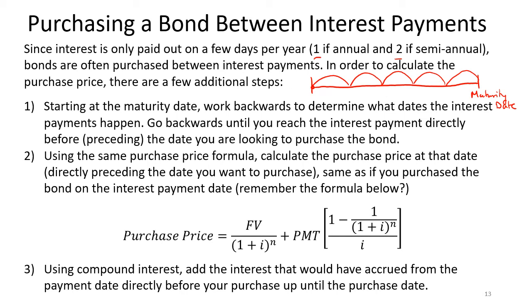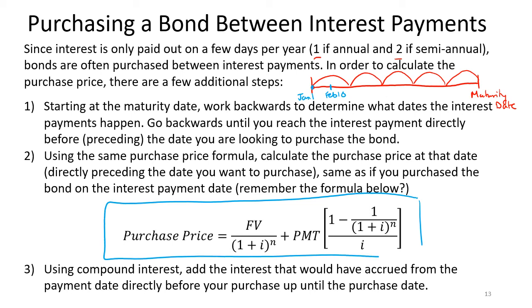So picture this being January 1st. And you want to purchase somewhere like February 10th. So you go backwards to the point that's the interest payment that's directly behind it or before it, and you use the exact same formula. In this case, N is the number of payment periods you're going back. So in this case, 1, 2, 3, 4, 5. Then with that number, what you're calculating is the purchase price at this point in time, January 1st. That's before when you actually wanted to purchase it.